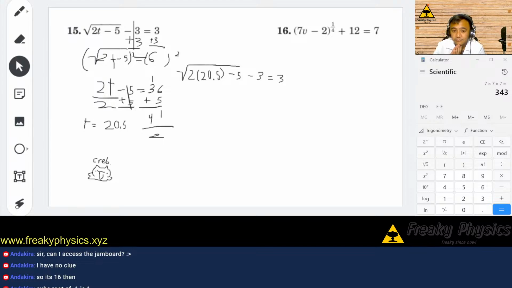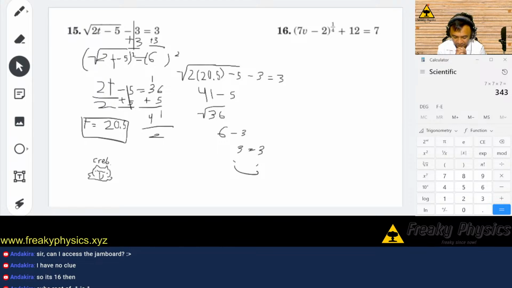So that should just be 40, 41 minus 5 is 36. The square root of 36 equals 6, minus 3 equals 3. Okay, it's done. So it is. Great. For 16, no need to do the checking. We're good.